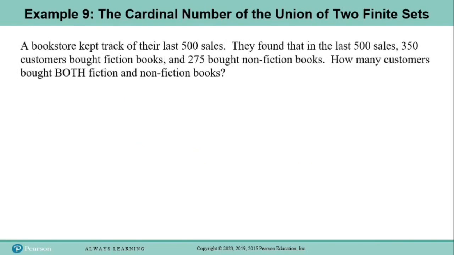And let's look at example 9. So this says a bookstore kept track of their last 500 sales. They found that in the last 500 sales, 350 customers bought fiction books and 275 bought nonfiction books. How many customers bought both fiction and nonfiction books? Well, the fact that they are asking us to find the number of customers who bought both fiction and nonfiction books tells me that we're looking for the intersection of 2 sets. So let's go ahead and define our 2 sets.